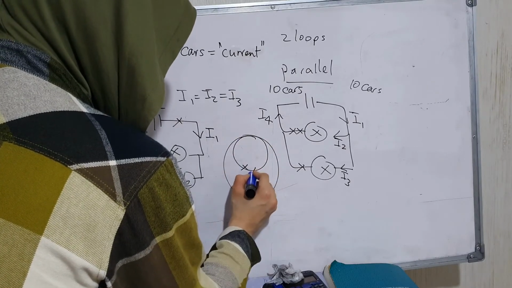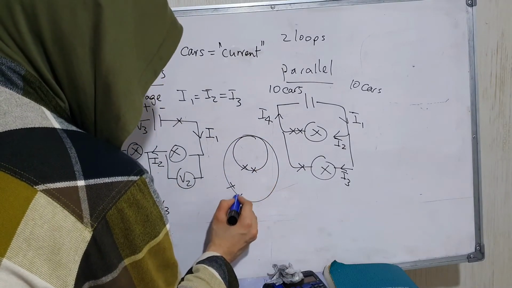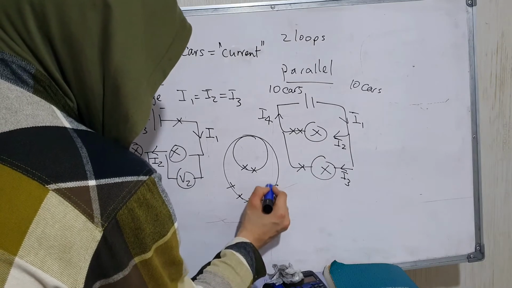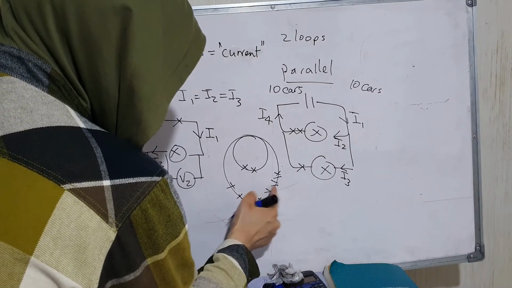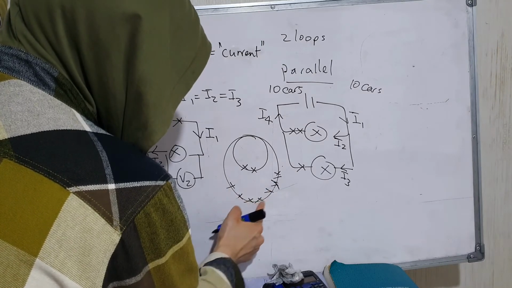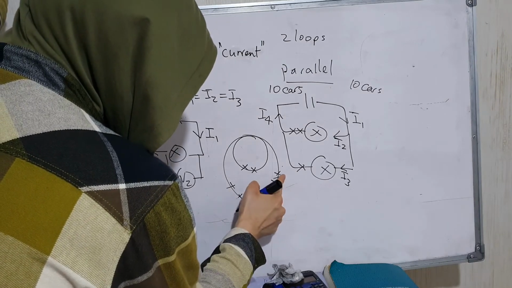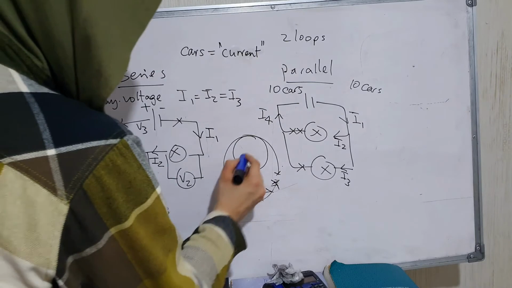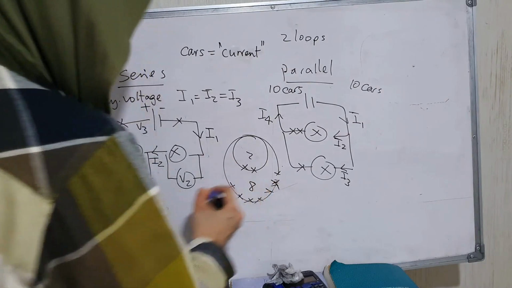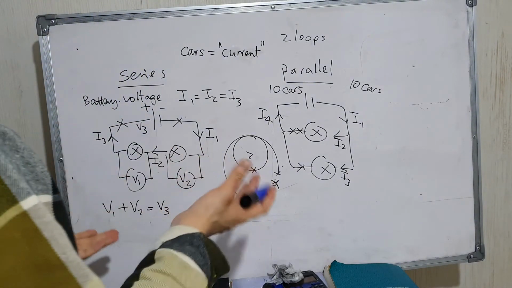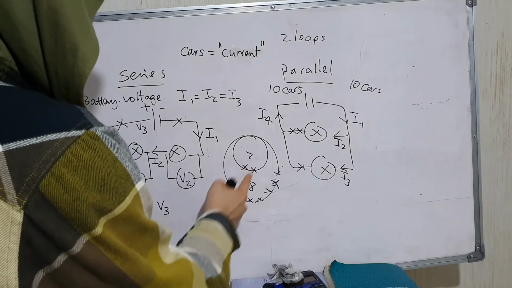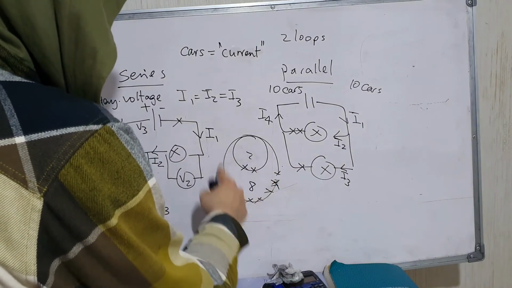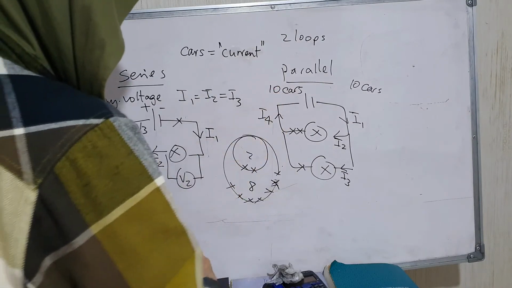So if there are 2 cars there, there could be 8 there. So there could be 2 cars there, and there's 2 cars there, and there's 8 there. So you don't really know. However, what you do know is that when you add these 2 roundabouts, you end up with 10.